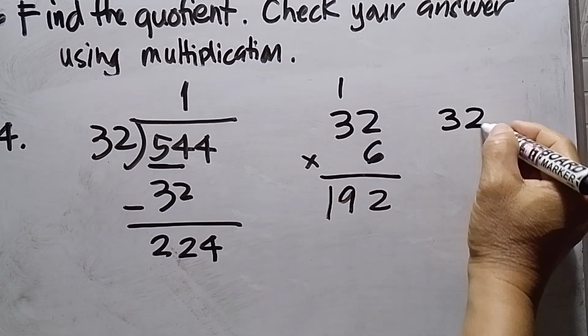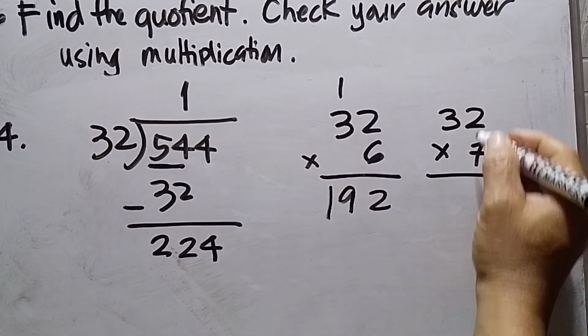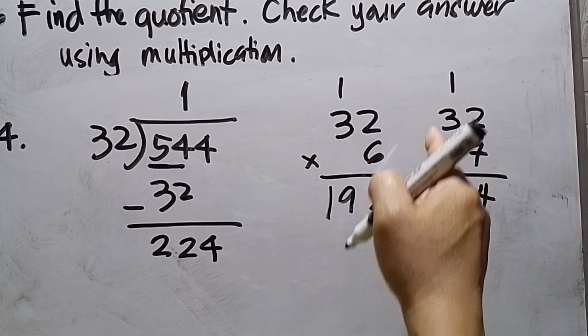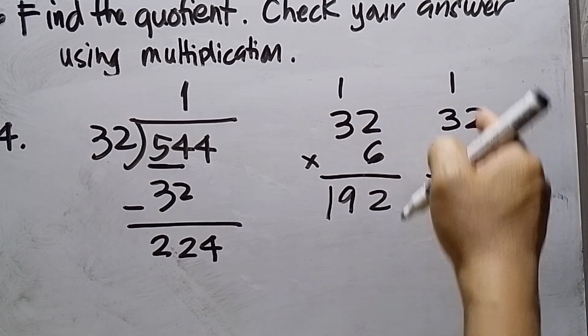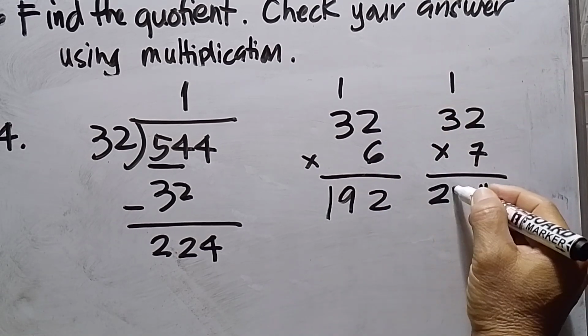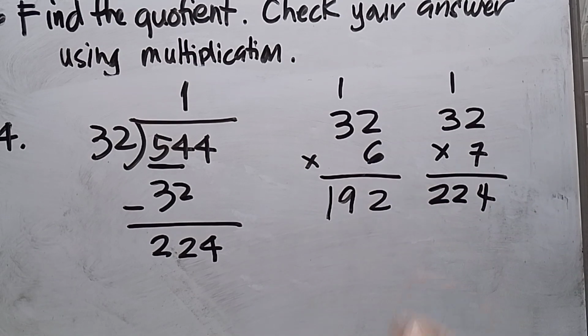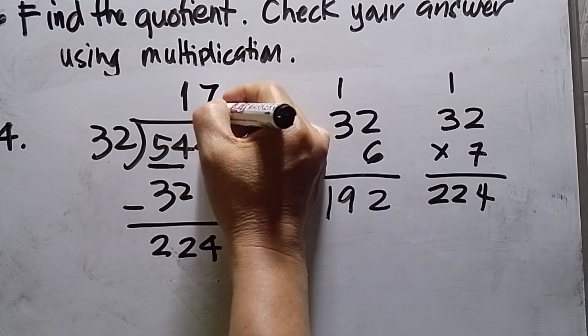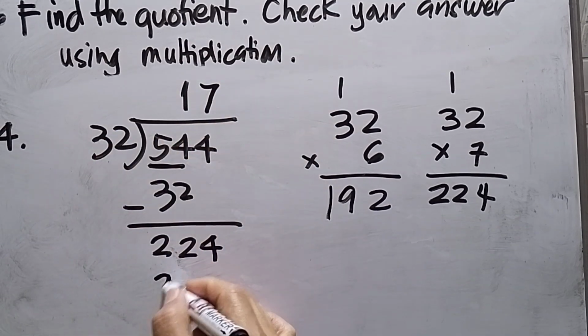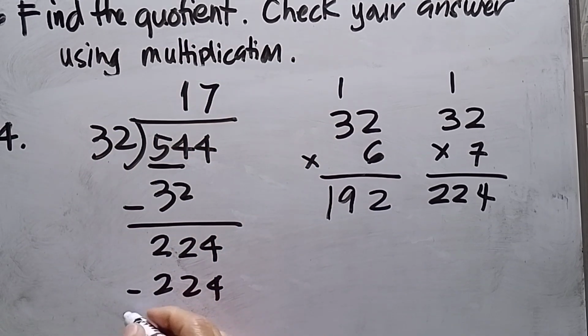How about 32 times 7? This is 14. Carry 1. 3 times 7 is 21. Plus 1. That will be 22. So we come up with the exact match with our dividend. So this is 224. So therefore this is 7. And then multiply. This is 224. This will be 0.